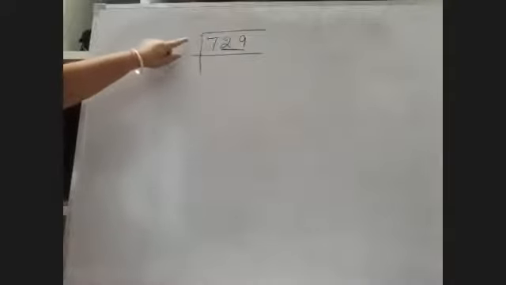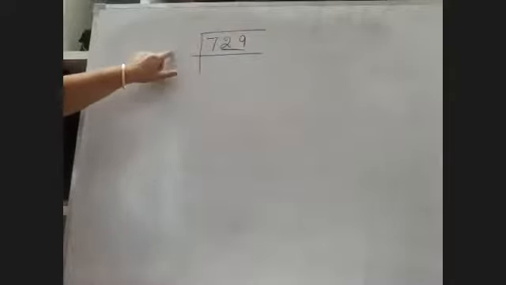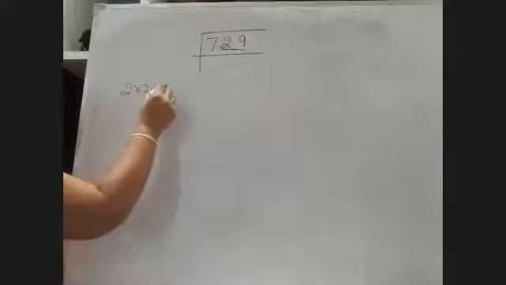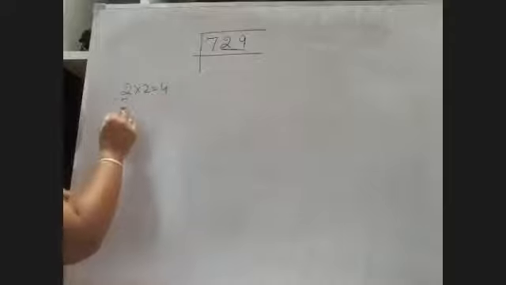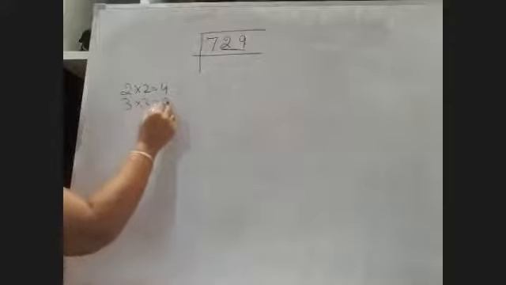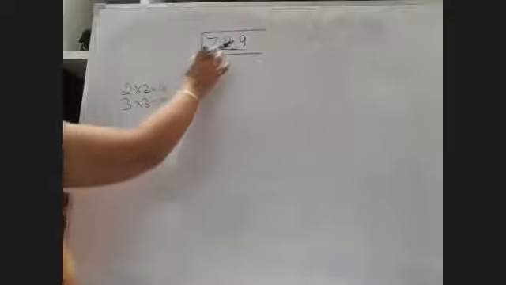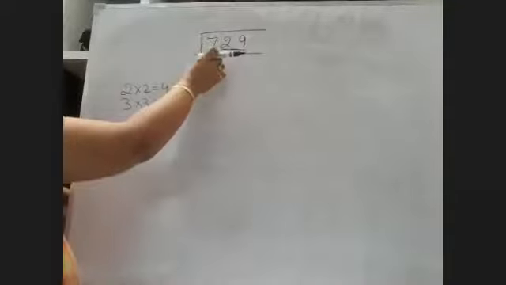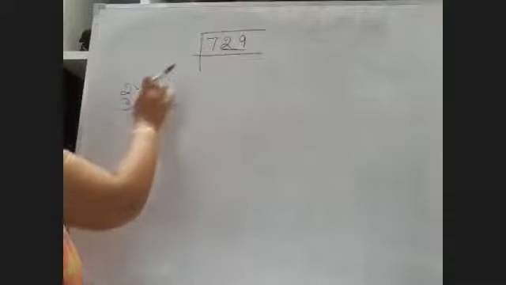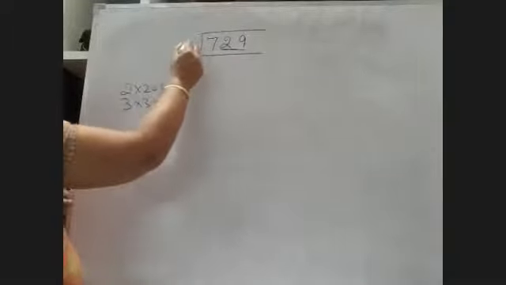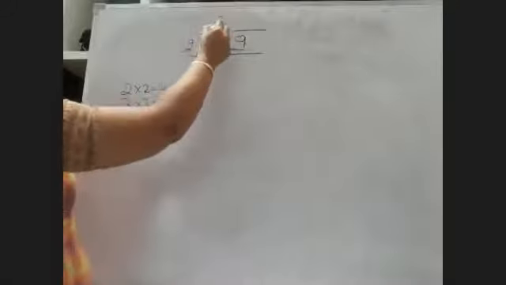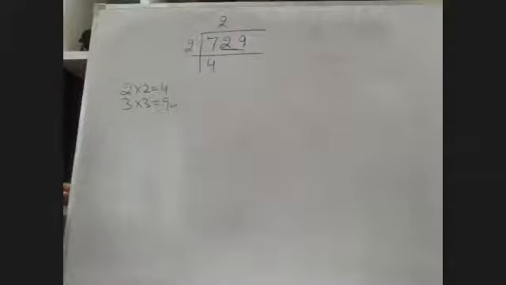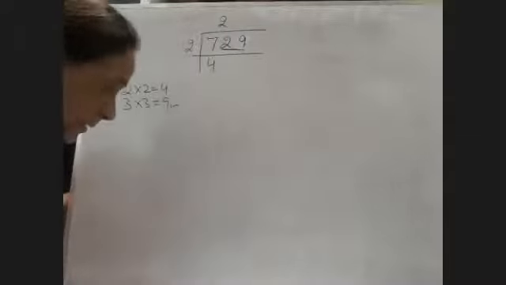Now 1 multiplied by 1 is 1. 2 multiplied by 2 is 4, because we are finding a square root. 3 multiplied by 3 is 9, and 9 is greater than 7. As in division, we take the smaller number, so in the first step we will divide by 2. 2 times 2 is 4.